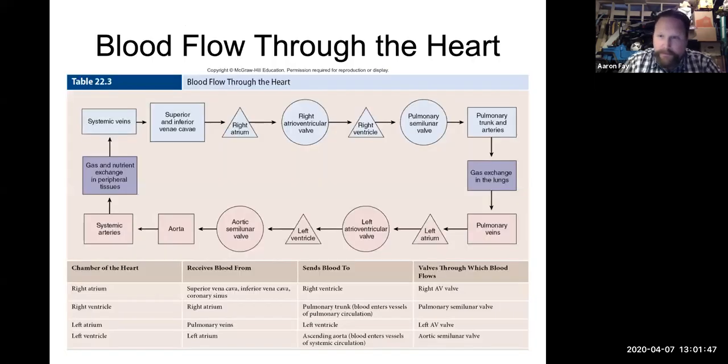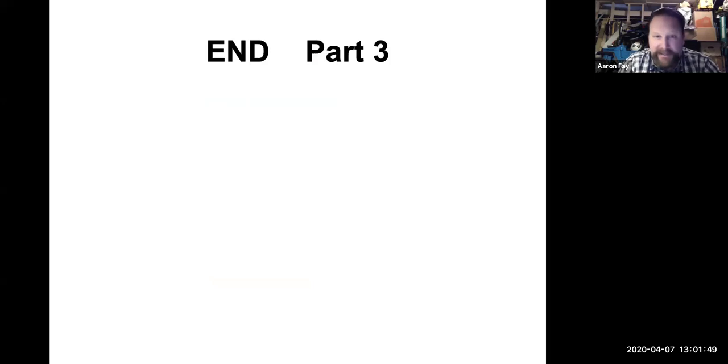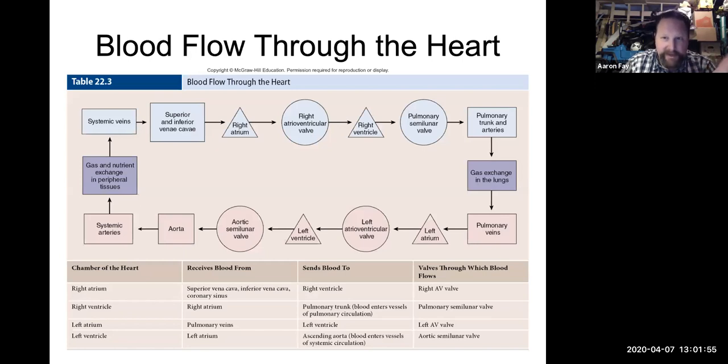So with that, that concludes our section on the heart. My suggestion, other than simply learning the structures of the heart, spend a lot of time in this figure here. Be able to recite this blind, right? From memory, be able to walk through each and every single one of these steps.